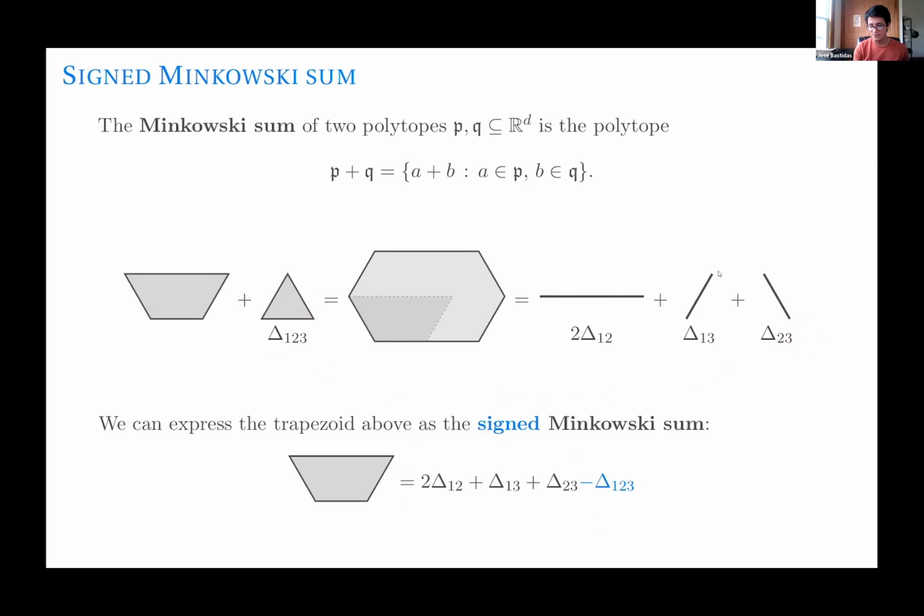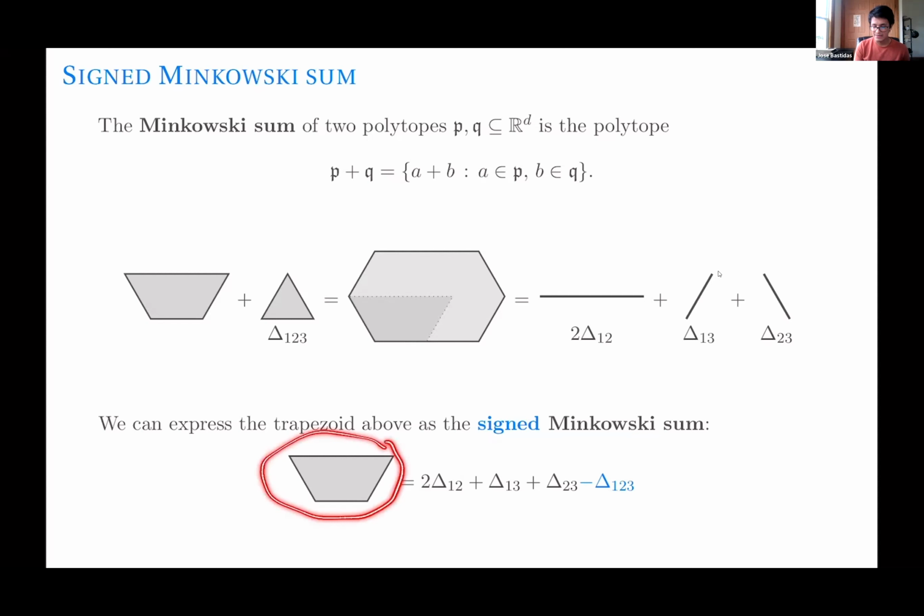I can write, for example, an edge minus a triangle, but that doesn't represent any actual polytope because there is no polytope P such that P plus the triangle gives me an edge. But some of them do make sense, like this one right here, and that's what we mean by signed Minkowski sum. And this is just an example of the theorem that I had before.